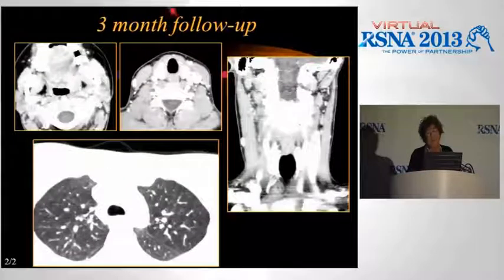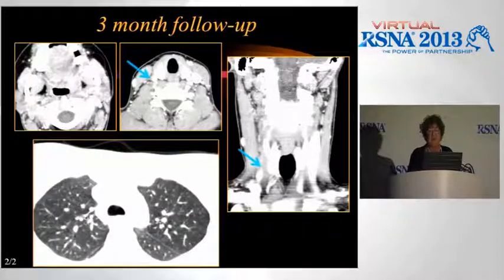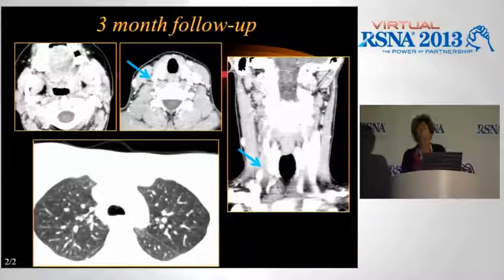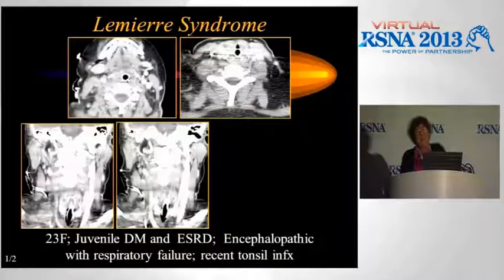Terrible. But 3 months later, she came back. The PTA is gone. The chest is cleared up. The only thing that's left is thrombosis of the internal jugular vein, and you can live with that. But this person was not as fortunate.